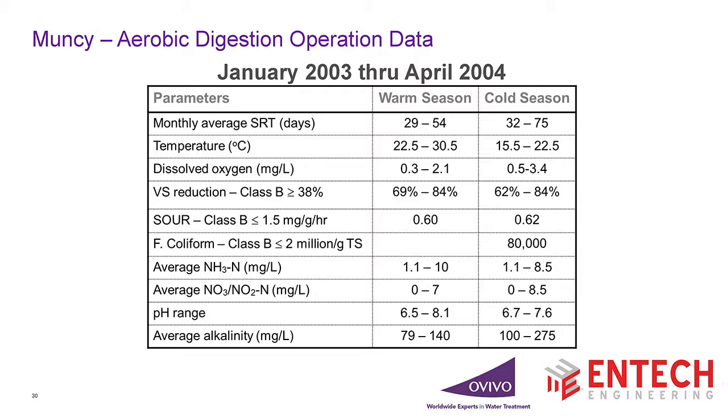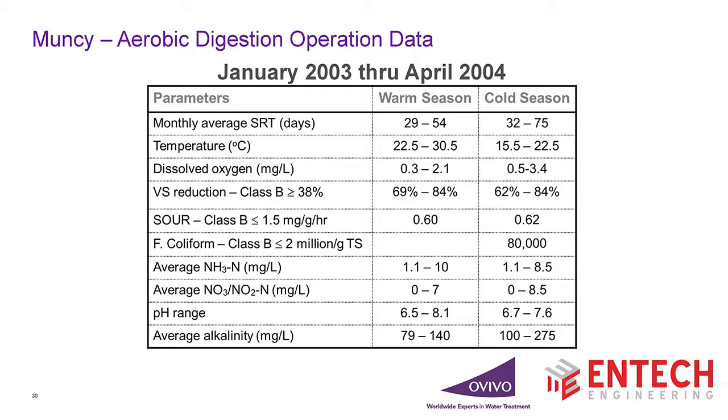A little bit of operating data. 2003 was our first full operating year on it. We were holding pretty decent solids retention times, good temperatures, in the cold season never getting below 15.5. Dissolved oxygen, we didn't have any kind of automatic control, but the operators would keep it pretty low. But at 0.3 and 0.5, we were still doing very good digestion. Volatile solids reduction, Class B says greater than 38%. We were measuring 69 to 84% volatile solids destruction in these digesters.